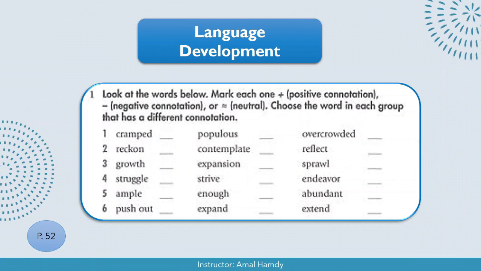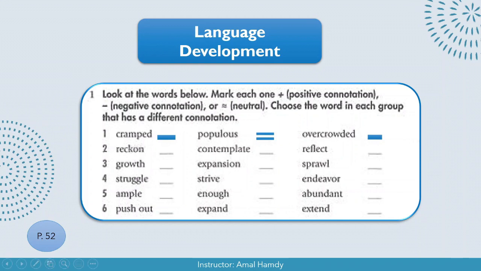Type cramped. So when I say it's very cramped in the railway, is this a positive or a negative connotation? It's of course negative, and we will write the minus sign for negative. Populous. When I say this city is quite populous, this is considered neutral because populous is from population, but we didn't say that it's an overpopulation. So it means that there are a lot of people, but it's not a negative thing. And then we have overcrowded, which of course has a negative connotation because it's overcrowded.